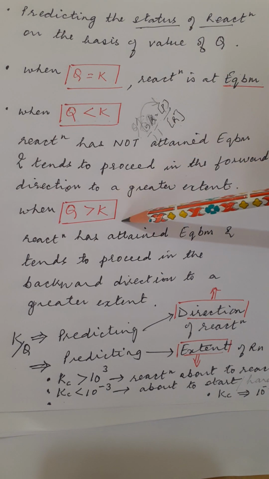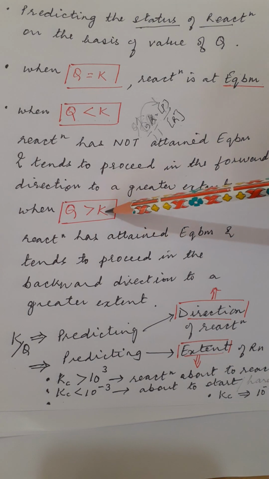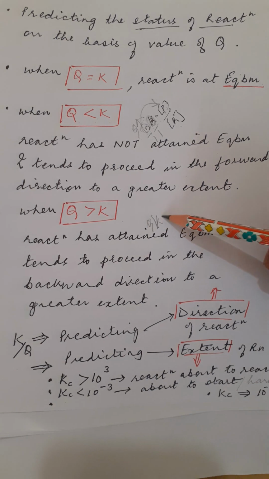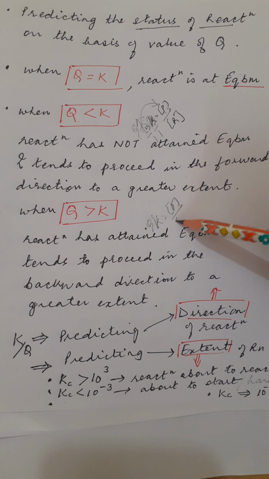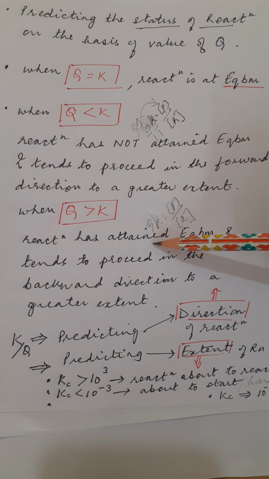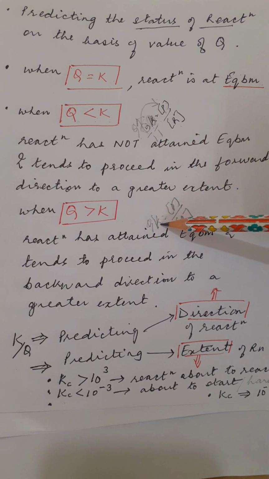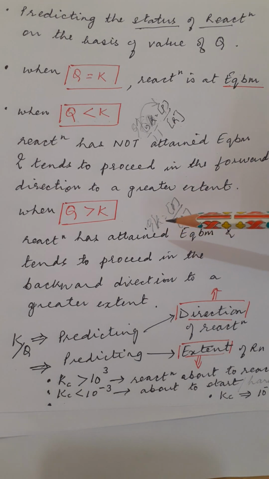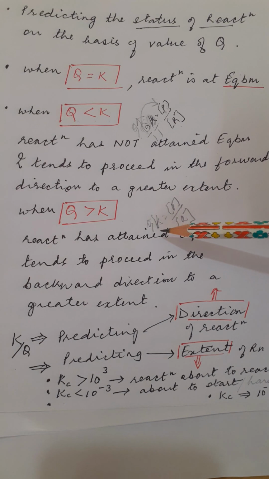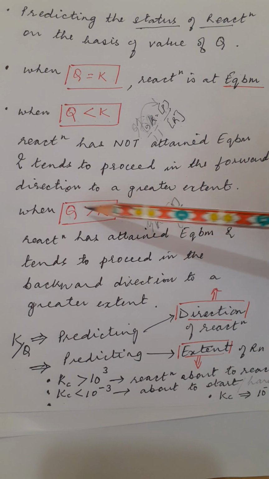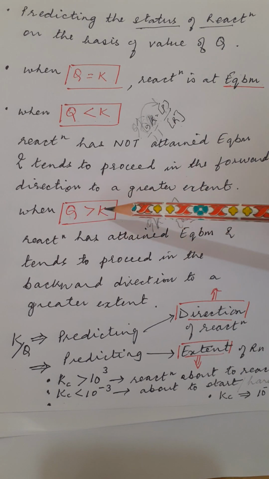The third case would be when Q is greater than K. That means Q, like K, is equal to product concentration upon reactant concentration, but Q has surpassed, it has crossed the equilibrium point. When that happens, we'll see in the next class how it happens, because it won't happen automatically. But at this point, we are just looking at the mathematical implications of the relative values of Q and K.